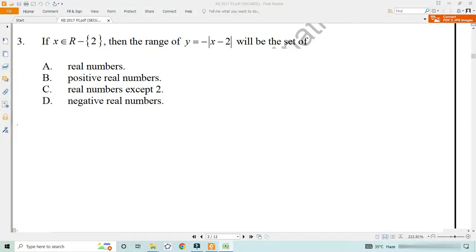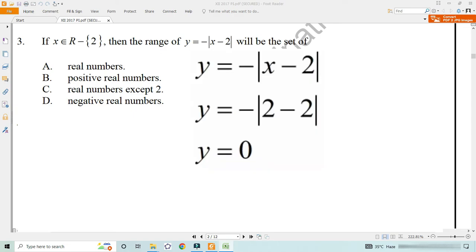In this MCQ, an absolute value function is given where x is the domain and domain belongs to set of real numbers except 2, which means 2 डोमेन का पार्ट नहीं है. तो जब 2 डोमेन का पार्ट नहीं है तो 2 पुट करने से जो आउटपुट मिलेगा वो रेंज का पार्ट नहीं है. So let's put 2 and we get 0. So 0 cannot be the part of range. Let's check more which collection of numbers cannot be the part of range.